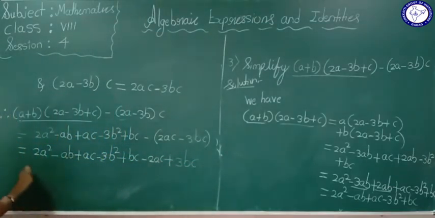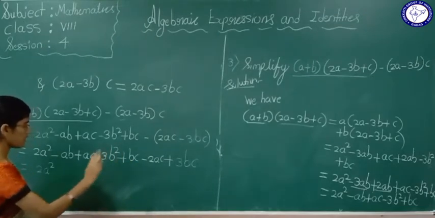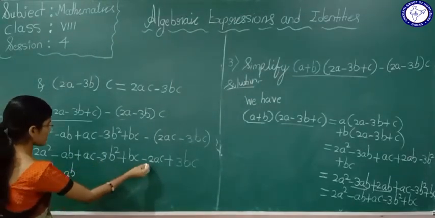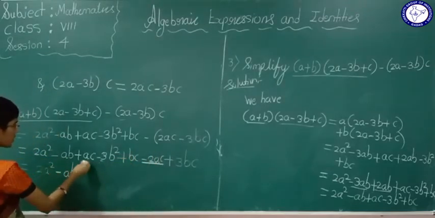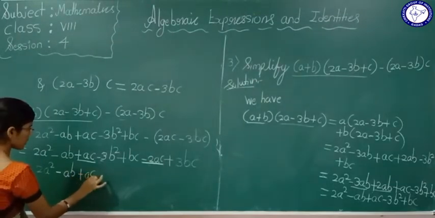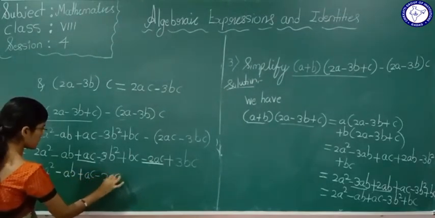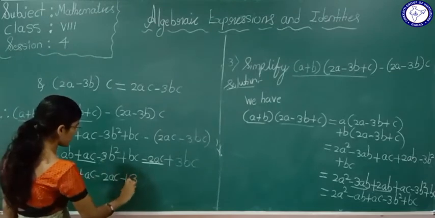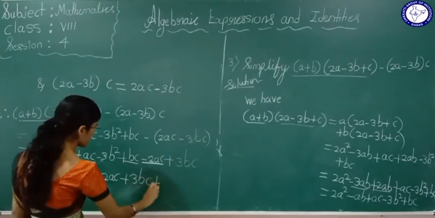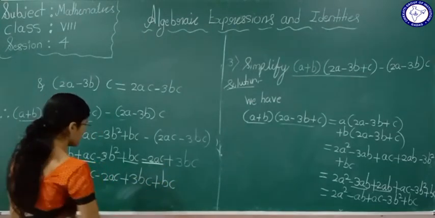Okay, now it will be 2a square. Now we will see the like terms that are there here. Here minus ab, we will search is there any like terms. See here, minus 2ac plus ac. Write in order, plus ac minus 2ac plus 3bc. Here one more bc is there, plus bc minus 3b square.